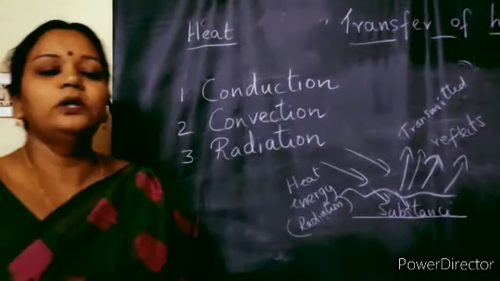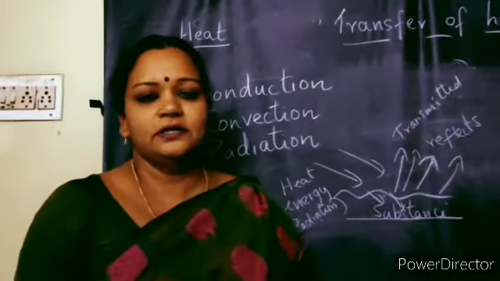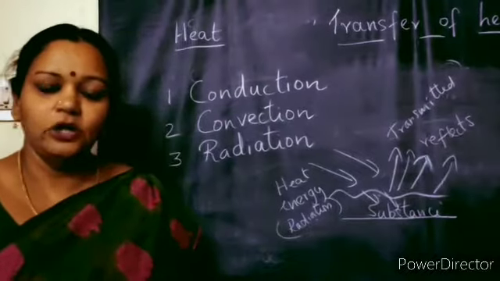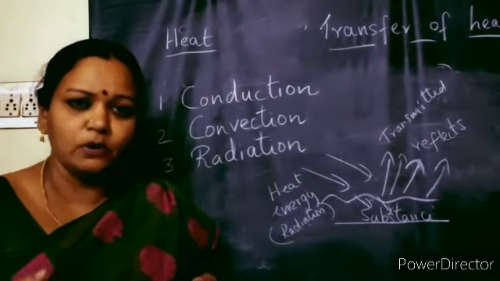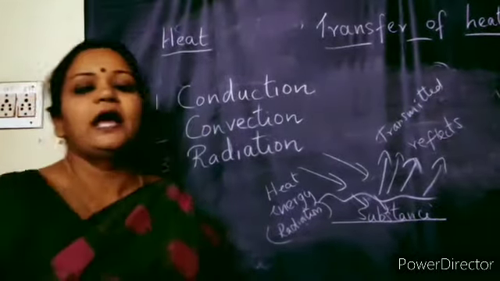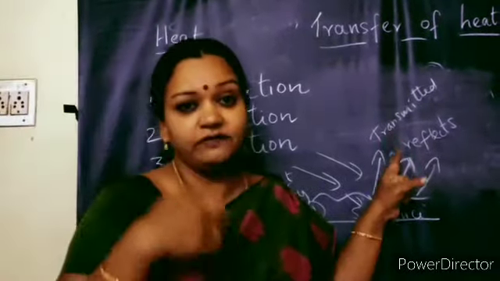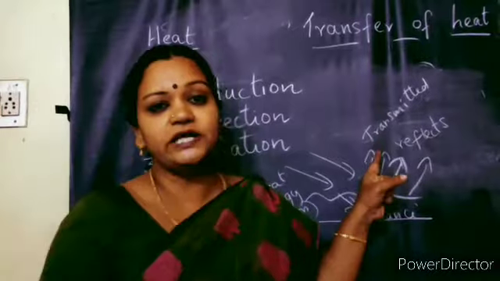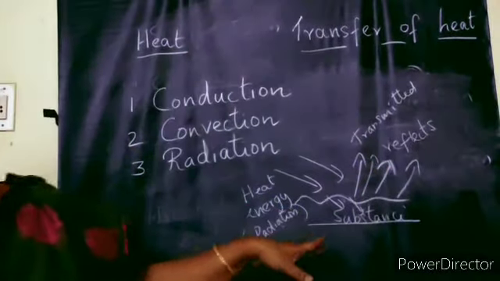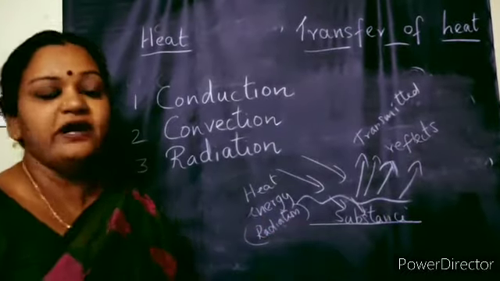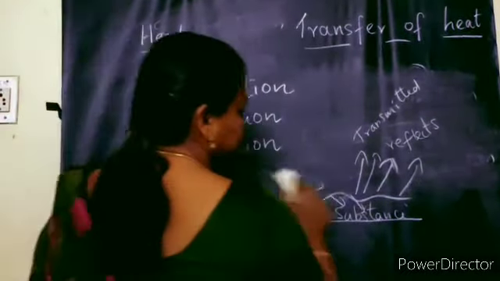So all the hot bodies will emit some amount of heat energy. That heat energy can sometimes be absorbed by the material, some amount, and some gets reflected and some gets transmitted. They will transmit through radiation. So why is this so important? This is playing a very important role in our everyday life. How we will see now.